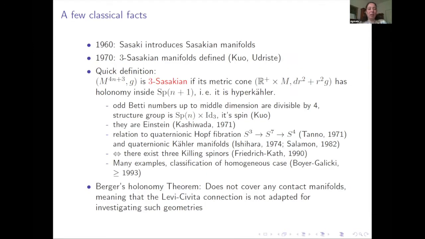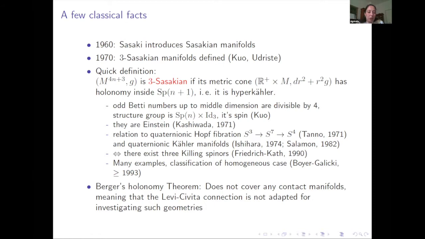So let's look a little bit back into history. Sasaki manifolds were introduced by the Japanese mathematician Sasaki around 1960. And then quite quickly, the notion of three Sasakian manifolds emerged, which has actually quite several different accesses. So the quick definition of a three Sasakian manifold, these are always going to have dimension 4n+3, is that it's a Riemannian manifold such that the metric cone has holonomy inside Sp(n+1), if you make the numbers match in the right way, which just means that it's required to be hyperkähler.